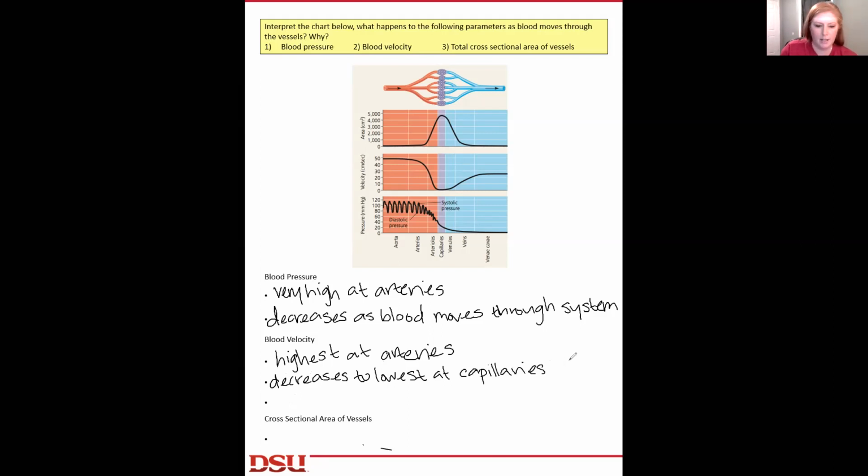However, interestingly enough, after it gets through the capillaries, the velocity will increase slightly. So when it hits the venules and then the veins, the velocity is going to increase a little bit. Not a ton.